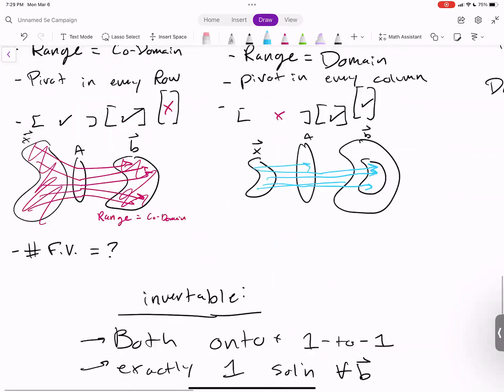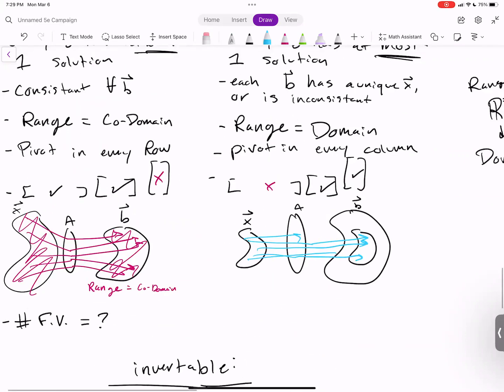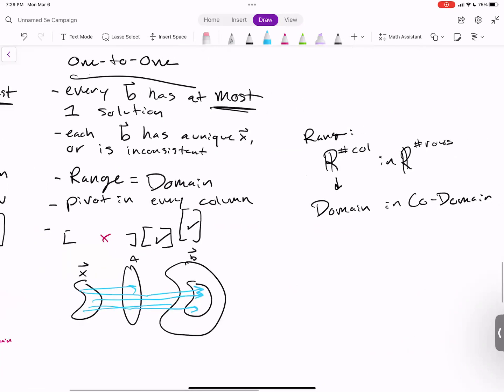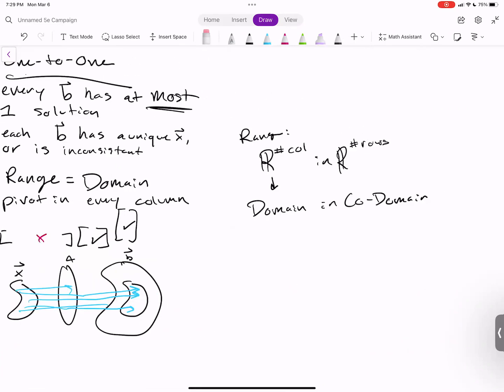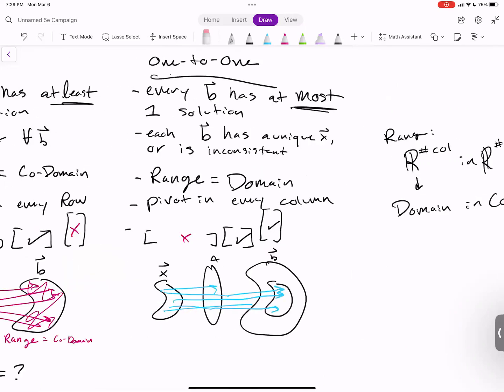Yeah, so you said 1-to-1, right? So 1-to-1 means a pivot in every column. What does a pivot in every column tell you about the linearly independent nature of your columns? Every column is linearly independent. So every vector that is a column is also linearly independent. Did I just say that in a circle? Kind of think so, but that's okay. Does that answer your question?